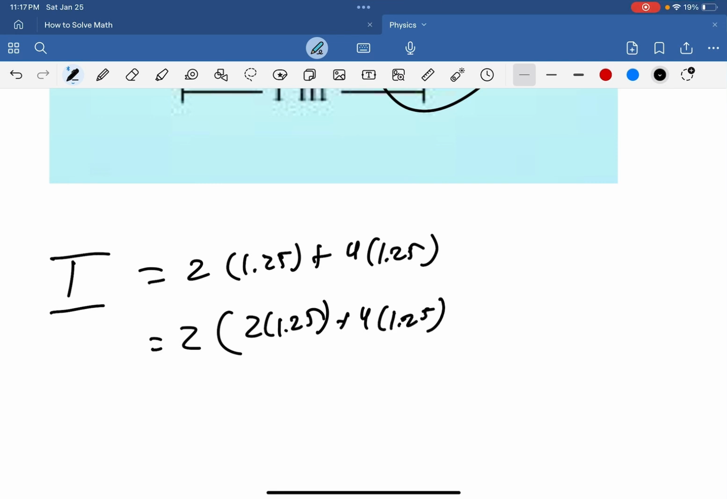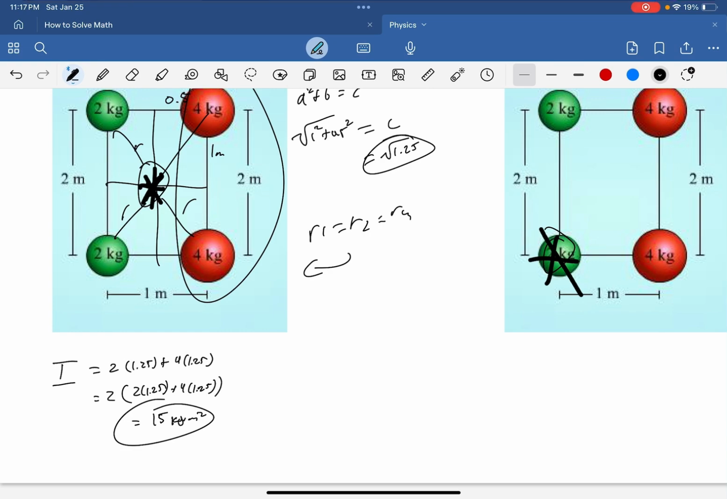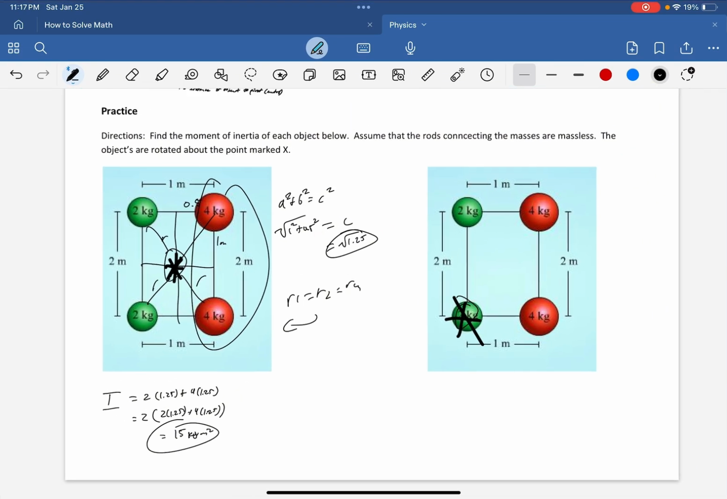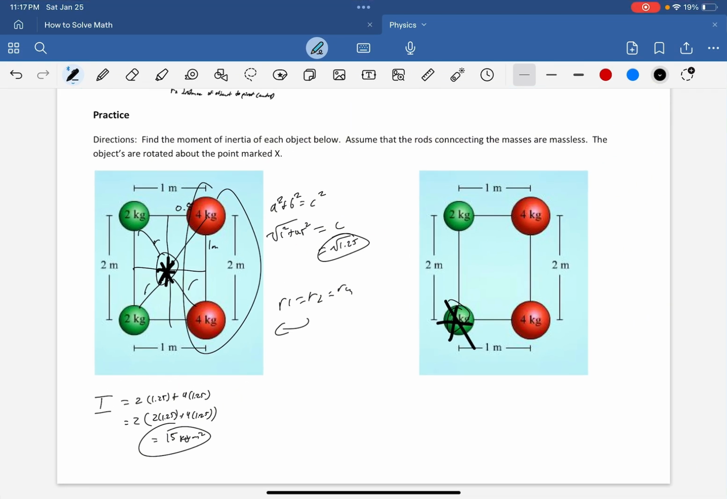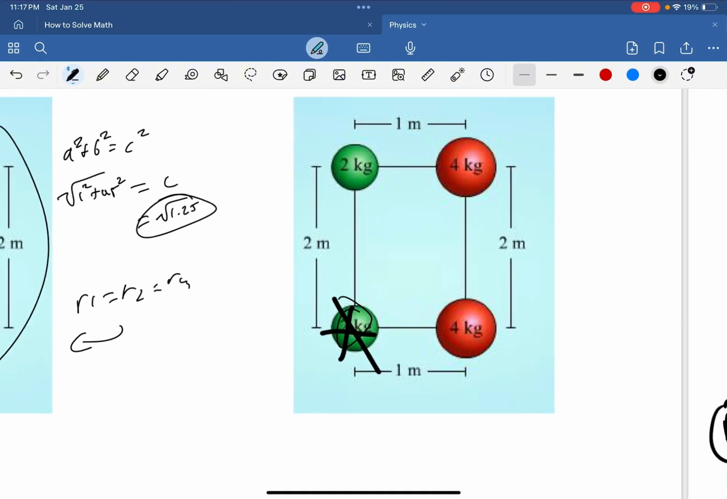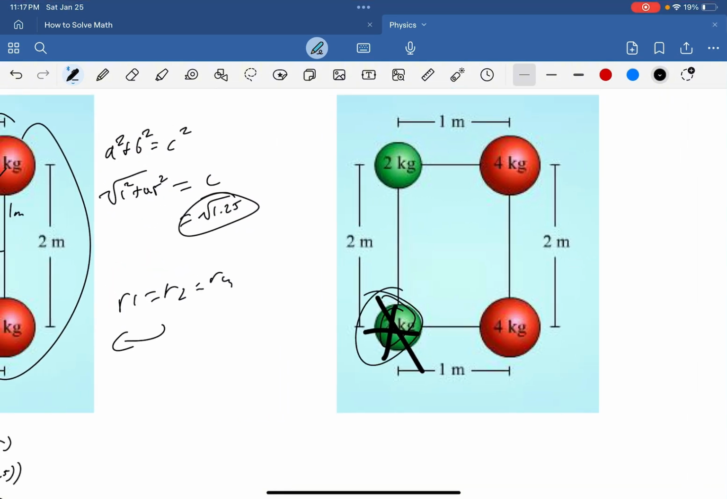Let's plug this into our calculator, guys. 2, then parentheses, 1.25, close the parentheses, plus 4 times another parentheses 1.25, and then another parenthesis to close off the final one. This should equal 15 kilograms times meters squared. There we go. This one was actually quite easy because our radius was the exact same. Anyways, now let's move on to this one where the pivot point is right here.